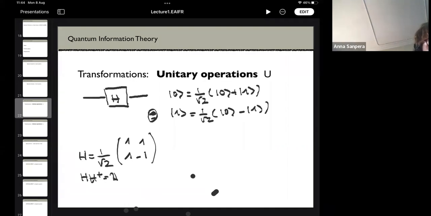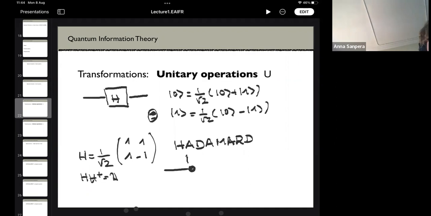So this gate is very important. It's the basis of quantum information, and I will put it like that. Hadamard. And now we have another gate, which I will put like that.